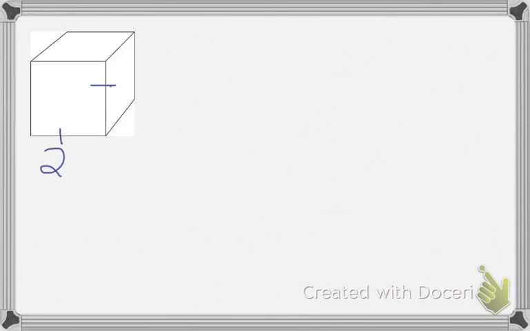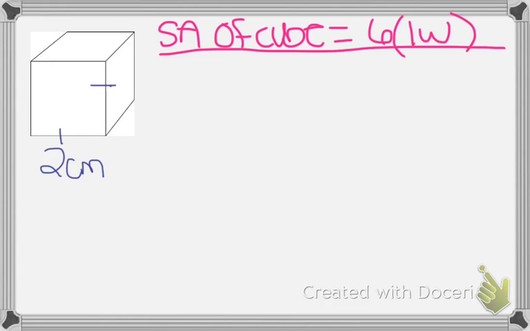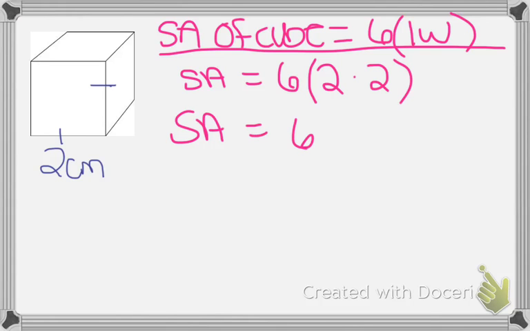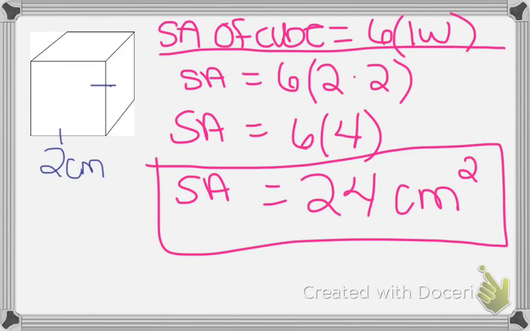The first example we're going to be doing today is the surface area of a cube. The surface area of a cube's formula is 6 times length times width. The following figure has dimensions of 2 centimeters for all sides. Let's get started. The surface area is equal to 6 times 2 times 2. Surface area equals 6 times 4. The final surface area is equal to 24 centimeters squared.